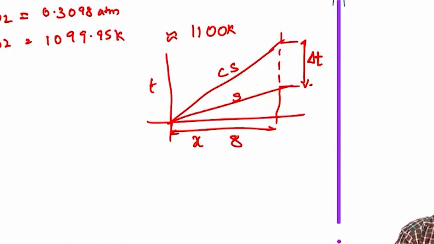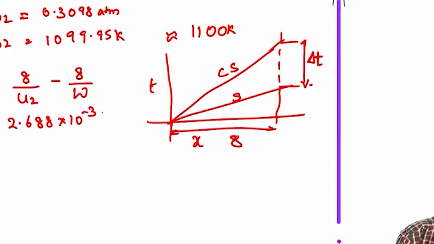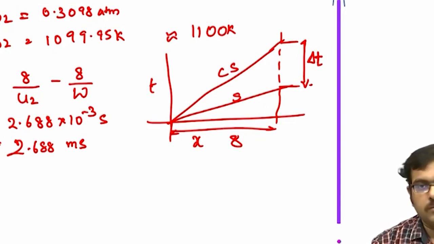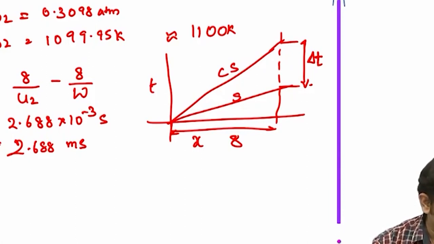The same distance. So what is delta t for the same distance? The contact surface takes the time 8 divided by u2, speed of the contact surface, minus speed of shock, 8 by w. U2 and w both are known, so you get delta t as 2.688 times 10 to the minus 3 seconds. So you can see this is quite small, 2.688 milliseconds. But these facilities are often used for high temperature flows and high hypersonic flows, high enthalpy flows, and test times there are quite short, but the instrumentation is also made advanced, and people get a lot of useful results from such facilities.